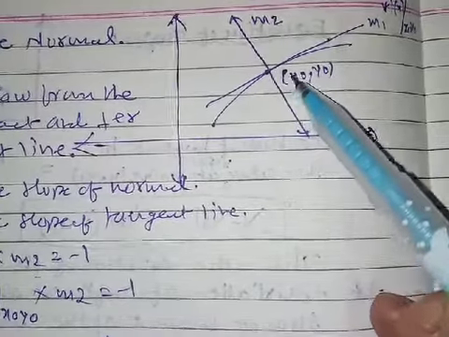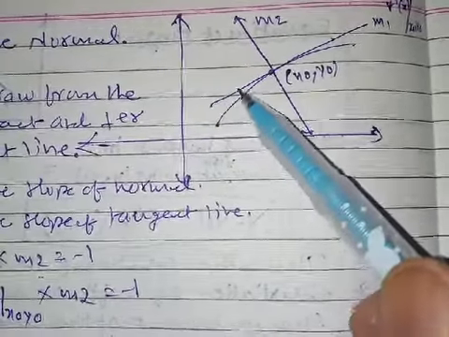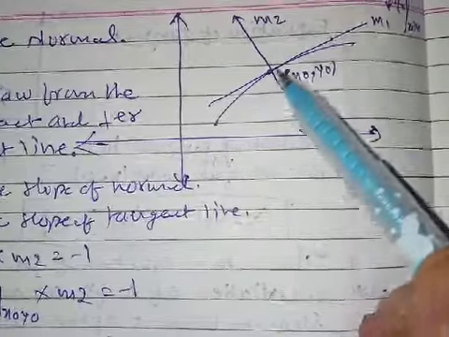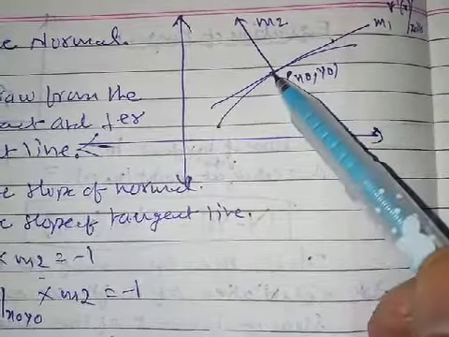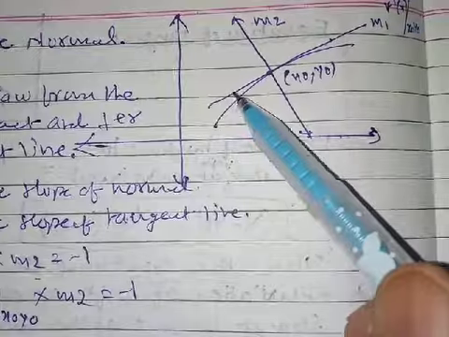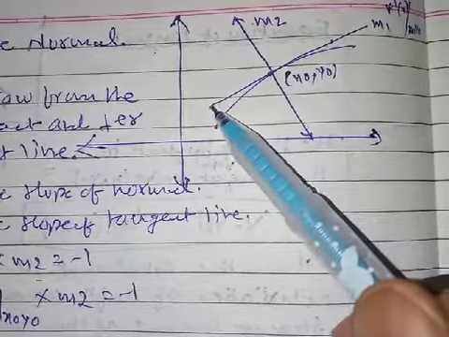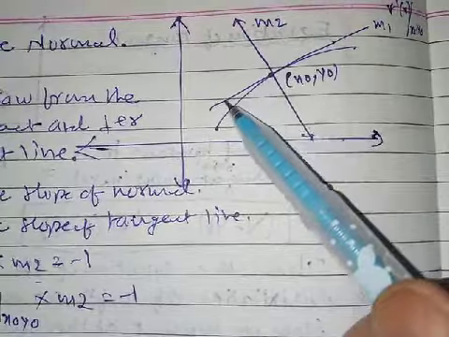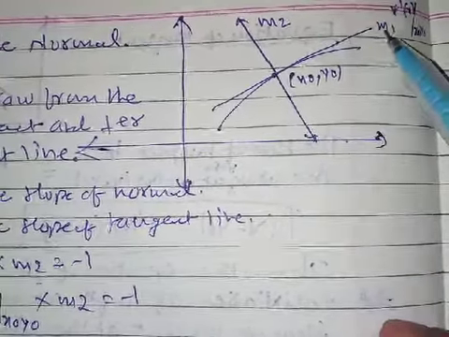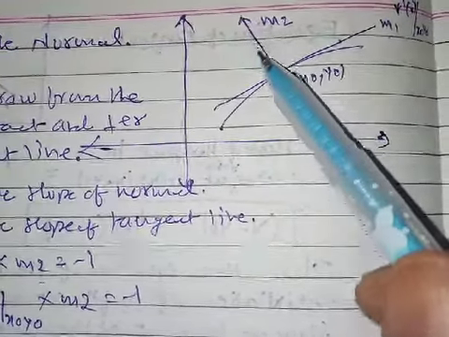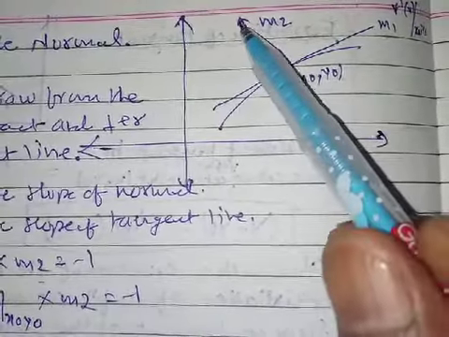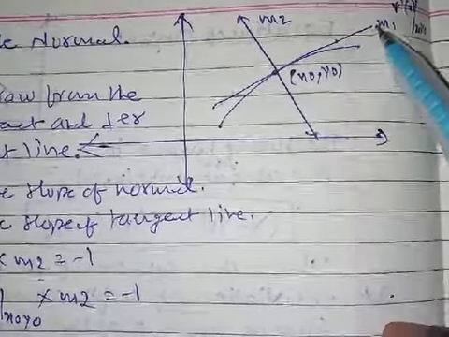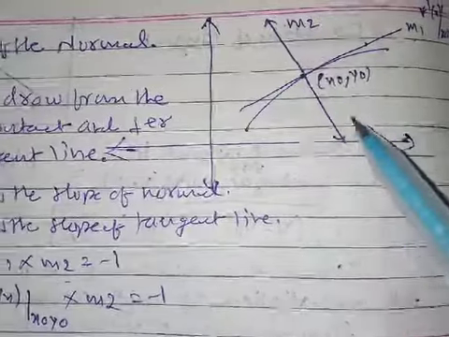This is the same curve we have taken before. This is a point x0, y0. If you draw the tangent, it touches at one point only. Tangent means touching the line or any curve at one point only. So this is a tangent, with slope M1. And if you draw a perpendicular from this point, anything which is perpendicular to this line M1 is the normal.